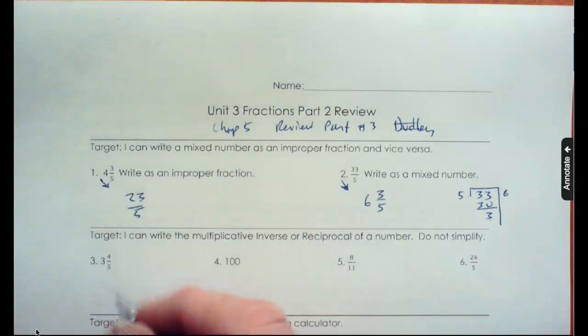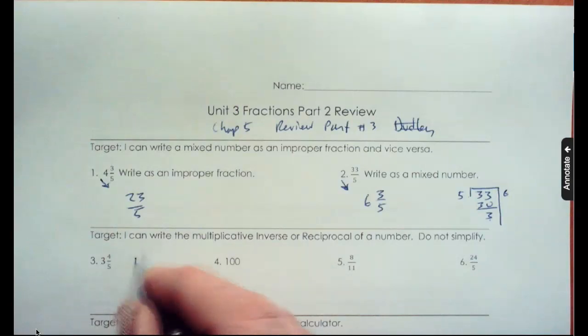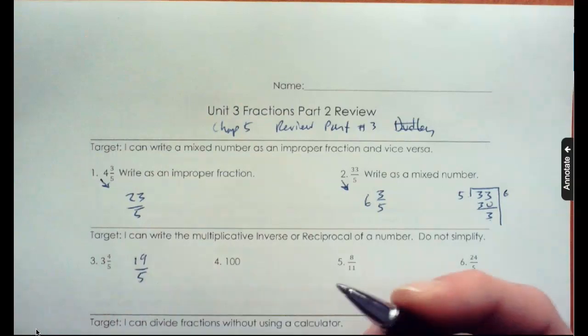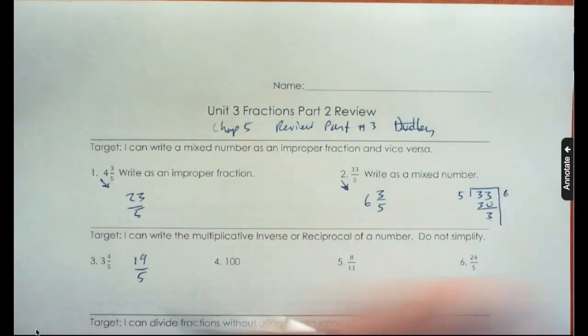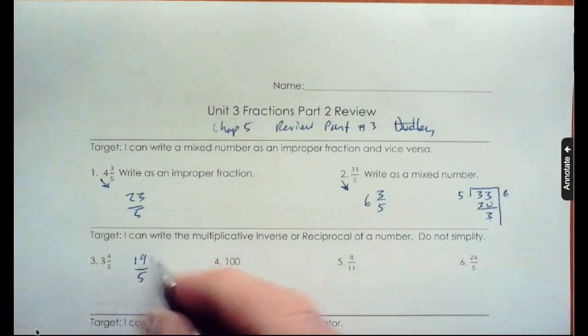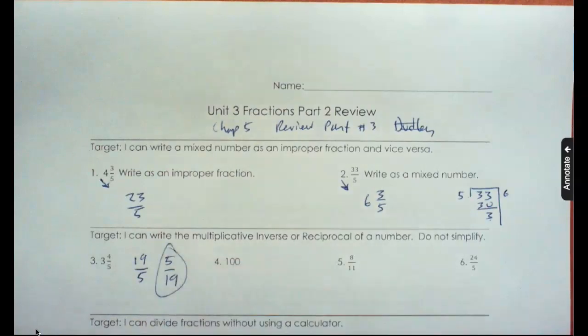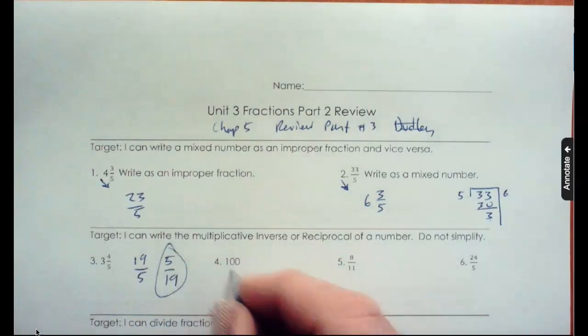Okay, I can write the multiplicative inverse or reciprocal of a number. And you don't need to simplify here. So 3 times 5 would be 15, plus 4, this gives me 19 fifths. Now, a lot of kids think that that is the multiplicative inverse or the reciprocal, but it isn't. All I did was make that into an improper fraction. When I flip it, this is your reciprocal. Okay?